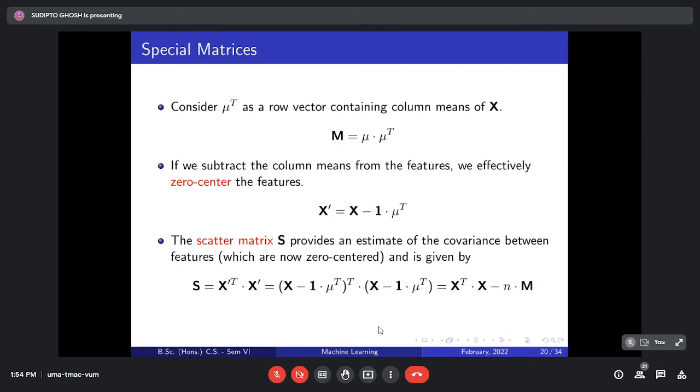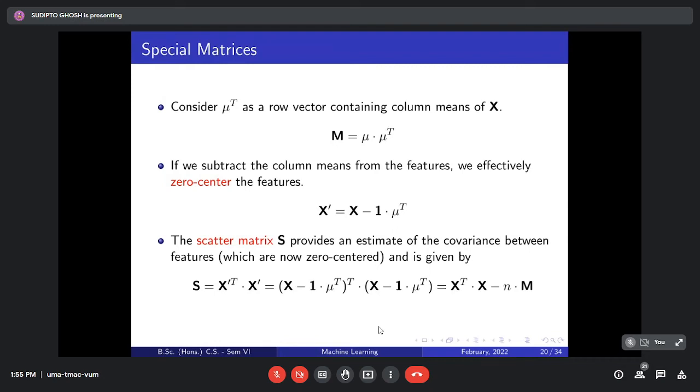The text is taking some vector mu, that is a column vector of column means. So mu transpose will be a row vector containing the means of all the features. So for the x1 feature, you take its mean. For x2, you take its mean. Come up with some mu that will be a column vector, and then take the transpose. So mu transpose will be a row vector containing the column means of x. That is an assumption that we are taking in the book.